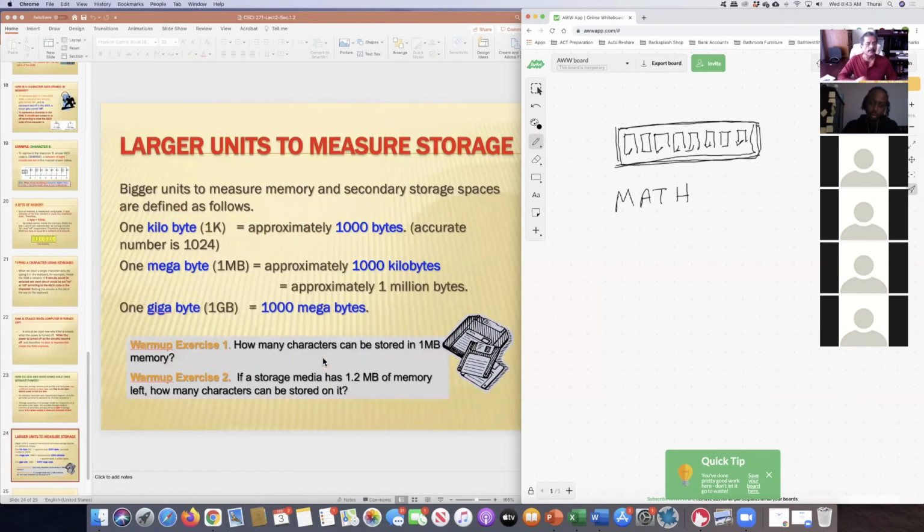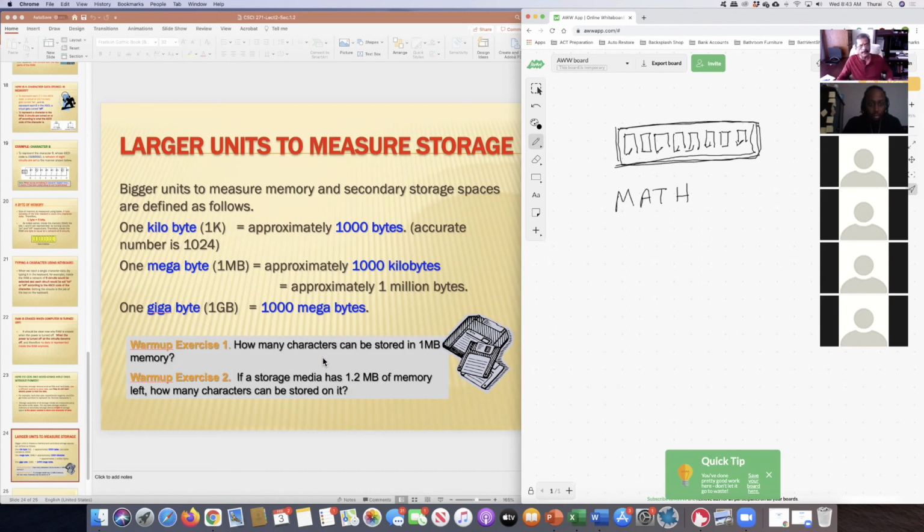All right, moving on. Larger measures are needed to measure the memory because memory is very large. You cannot use bytes to measure the memory. It's like using inches to measure the distances between cities. So we have to come up with larger storage measures. That's what these kilobytes and megabytes are.